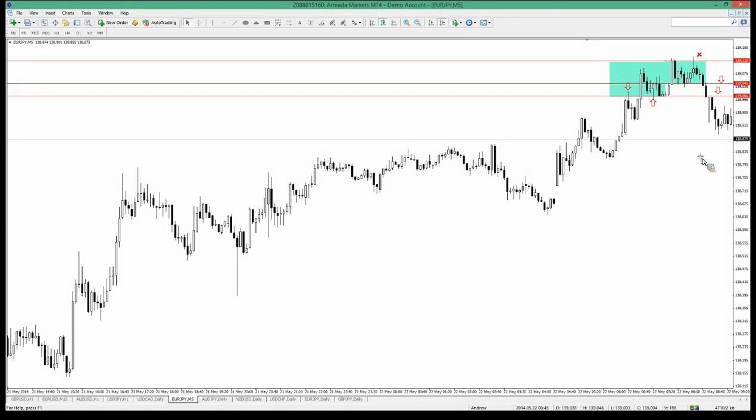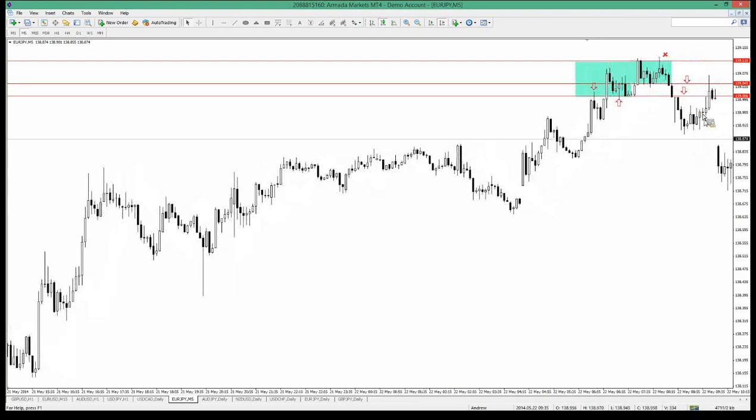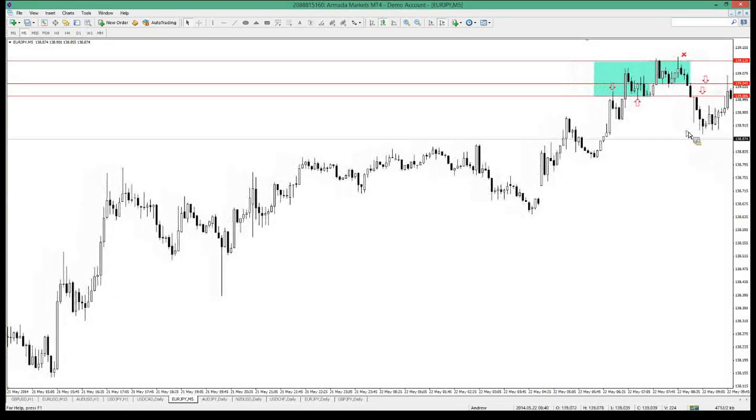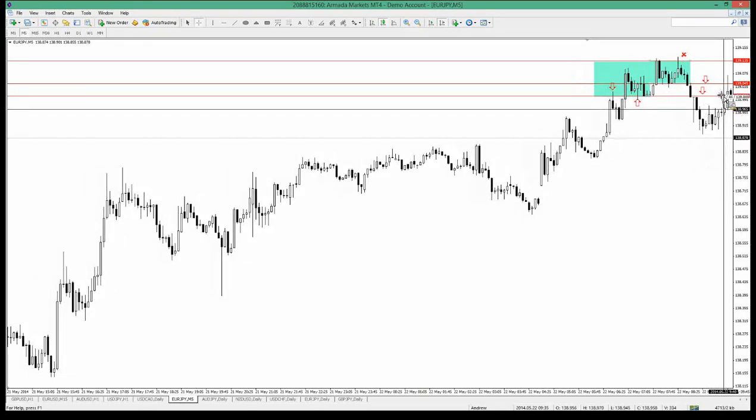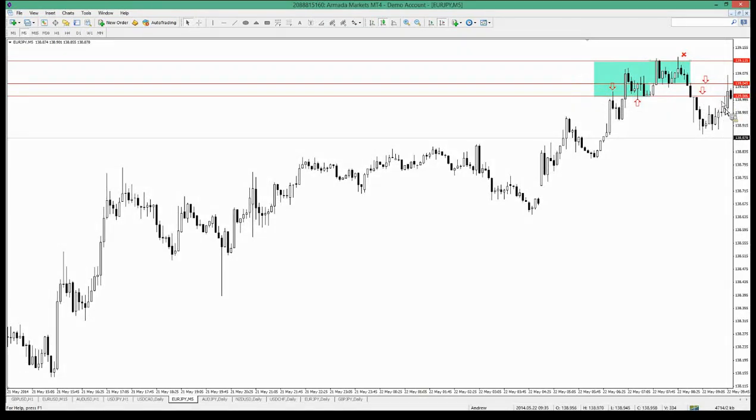Okay, so if we just look at this, you see price spikes up, and initially it hits the first level here, and it reacts about 5 pips, 4 pips, something like that. It then pushes deeper into the higher block. Okay, and you'll see in this case how price pushes up.